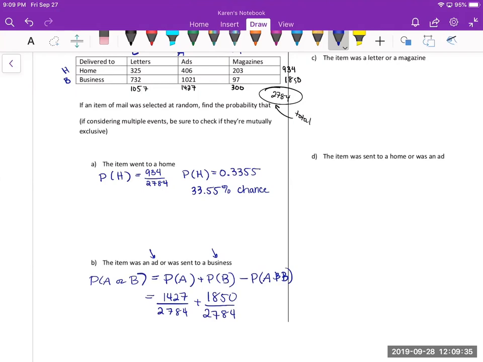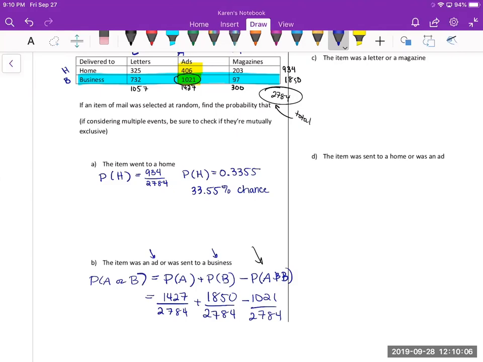But we have to realize that when we're adding up the ads and those that went to a business, this group right here was counted twice. And that is this probability right here, the probability it was an ad and also went to a business. So we have to subtract out that repeating group. So I'm going to subtract out the 1,021 that I accidentally counted in both groups of ads and businesses.